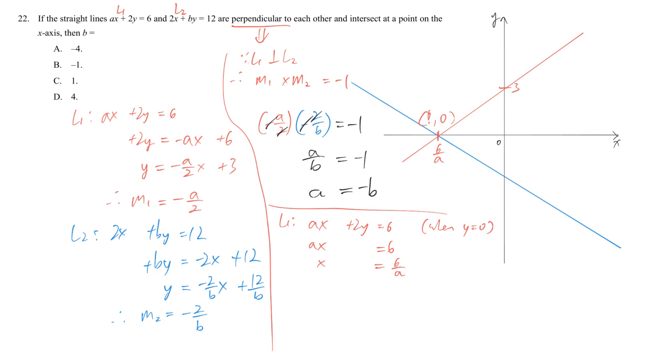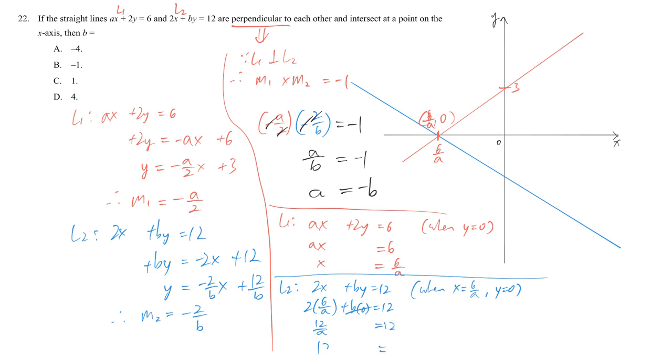At the same time, that means another line, the blue line, will fulfill this requirement. We know that when x is equal to 6/a, then y will equal 0. So we substitute inside: 2 times 6/a plus b times 0 is equal to 12. Anything times 0 just gives you 0. So that's why it is 12/a equal to 12.